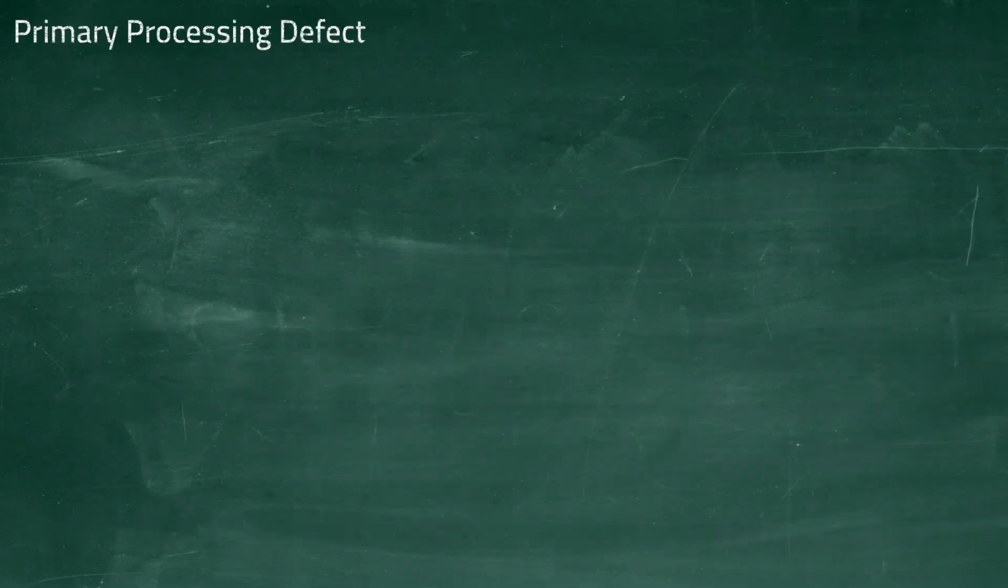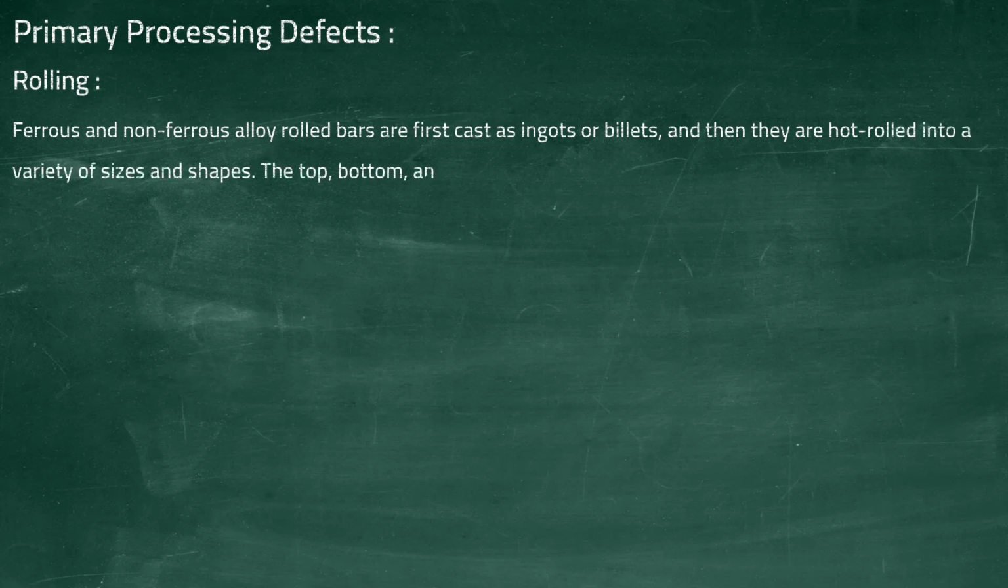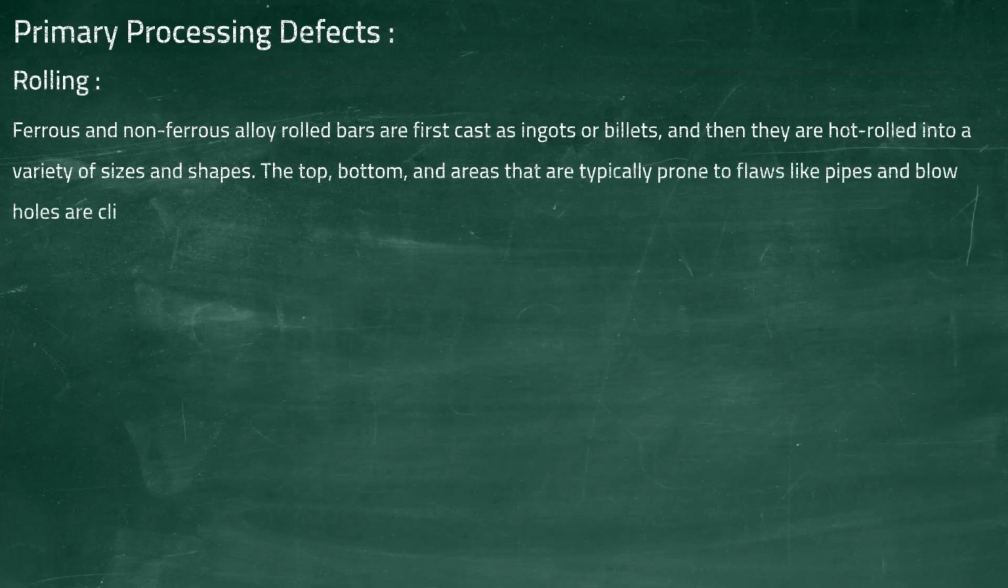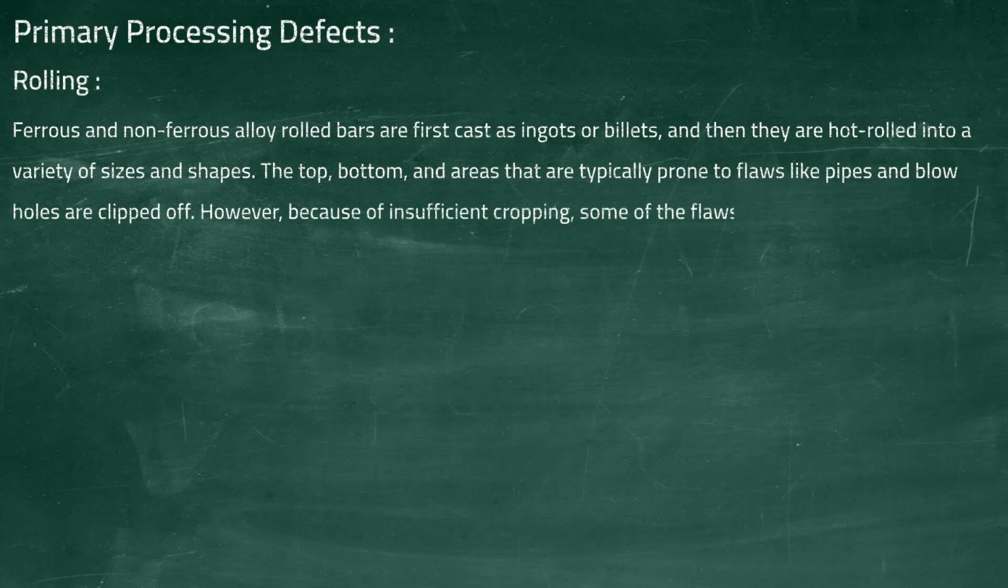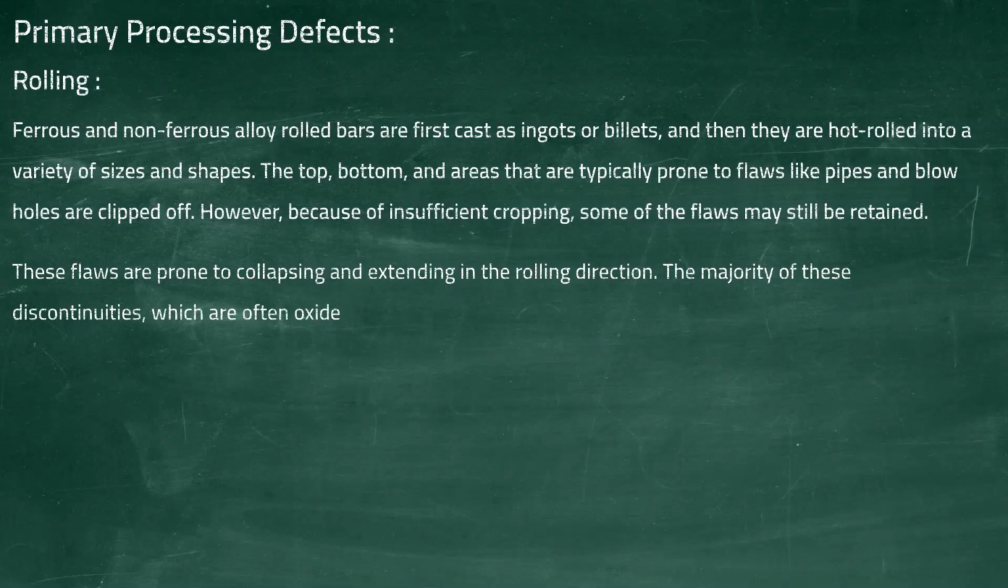Primary processing defects. Rolling. Ferrous and non-ferrous alloy rolled bars are first cast as ingots or billets, and then they are hot rolled into a variety of sizes and shapes. The top, bottom, and areas that are typically prone to flaws like pipes and blowholes are cropped off. However, because of insufficient cropping, some of the flaws may still be retained. These flaws are prone to collapsing and extending in the rolling direction. The majority of these discontinuities, which are often oxide layers, always roll up from the outer surface to any depth.